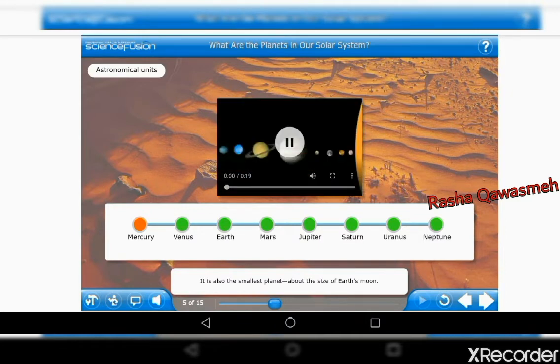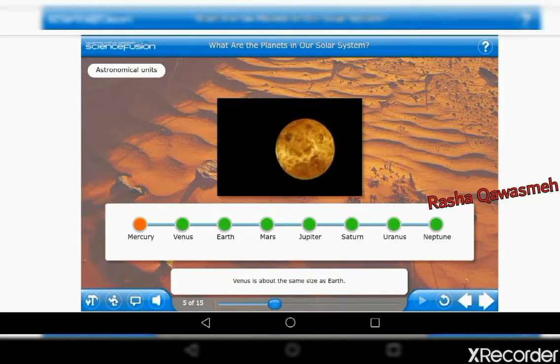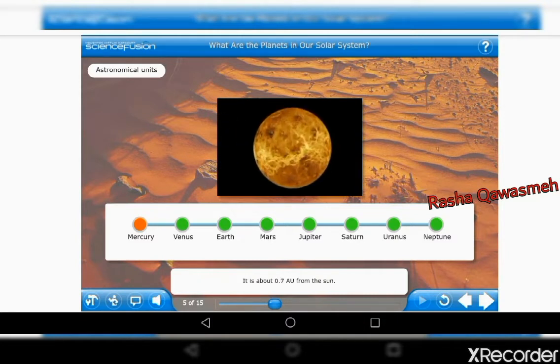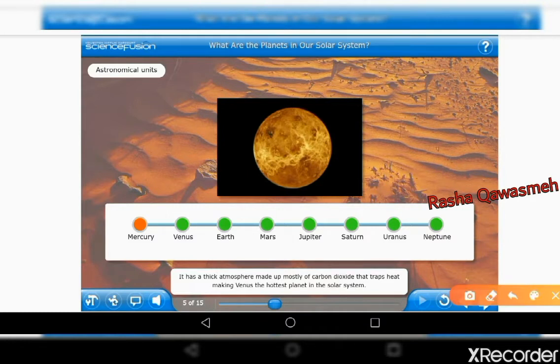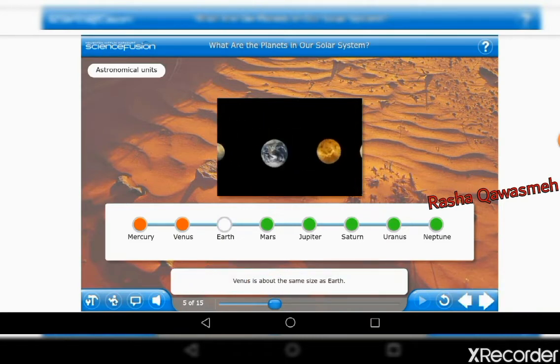Let's see Venus. Venus is about the same size as Earth. It is about 0.7 AU from the sun. It has a thick atmosphere made up mostly of carbon dioxide that traps heat, making Venus the hottest planet in the solar system. So although Mercury is the closest planet, Venus is the hottest one. Why? Because of its thick atmosphere that traps heat, because the atmosphere is made of carbon dioxide.